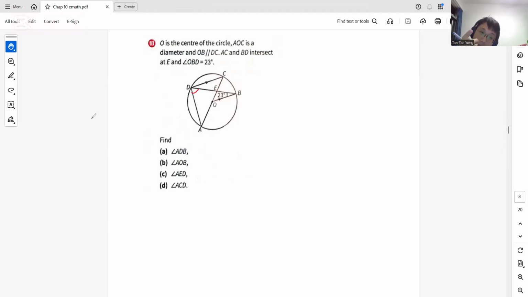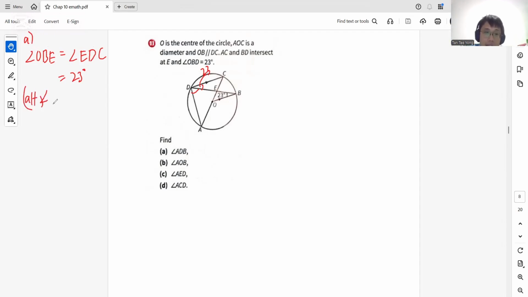Okay, great. So at the start, for part A, angle OBE is equal to angle EDC, which is 23 degrees. EDC is over here, right? So this is 23. How come? Because alternate angle, OB parallel to DC. Okay, so this is 23.